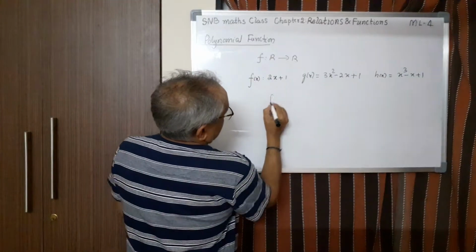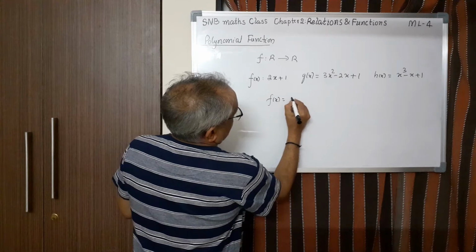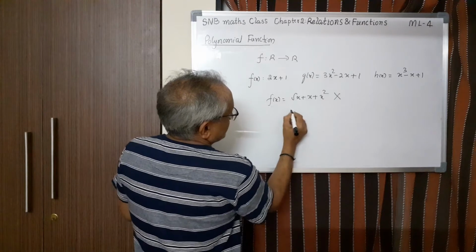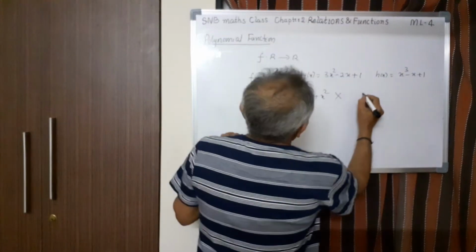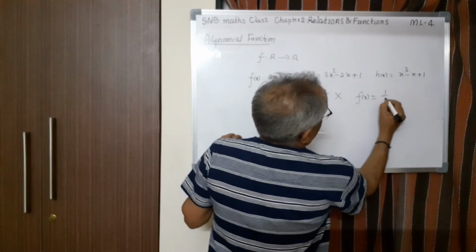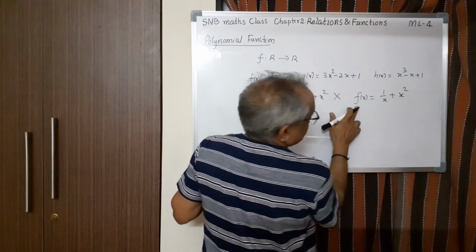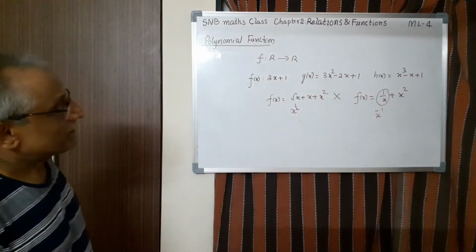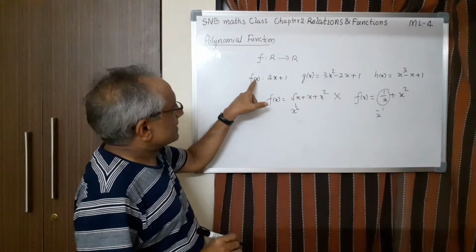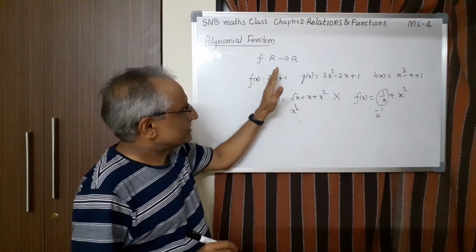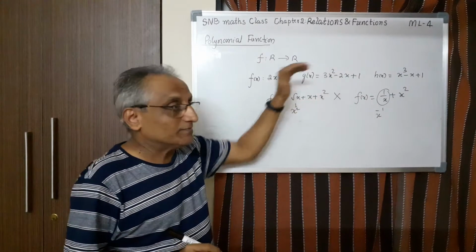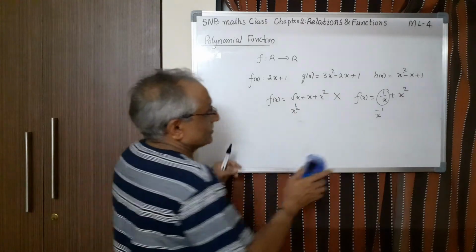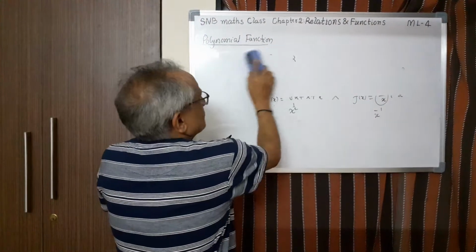For example, if you take f of x equal to, say, root x plus x square, then this is not a polynomial because here it is x power half. Similarly, if you take f of x equal to 1 by x plus x square, this is not a polynomial because 1 by x is x power minus 1, which is negative. Therefore, the condition is that x should be expressed in terms of powers, and all the powers should be integers, and only positive integers, natural numbers. So this is the meaning which I have already studied.